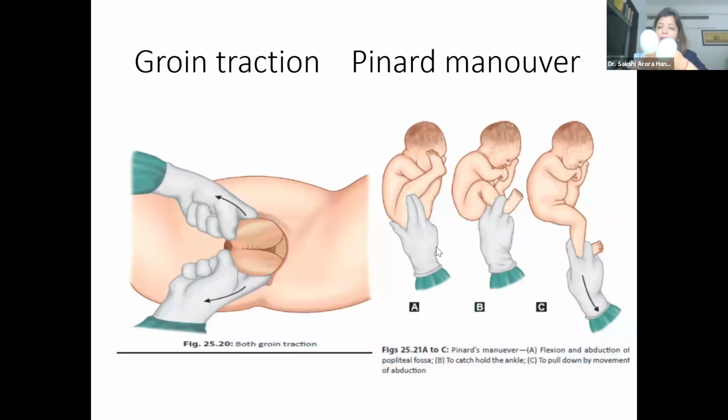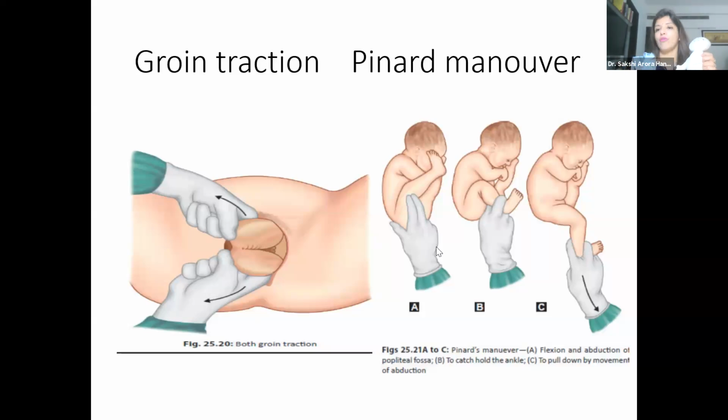But if the legs of the baby are extended like this, it is called frank breech. In this case, I cannot give groin traction. The leg will not come out like this, as there is not that much space in the pelvis. So in this case, I'm going to take my fingers up till the popliteal fossa, give a little bit of pressure, hold the feet of the baby and deliver the leg. Please remember: P for popliteal fossa, P for Pinard maneuver.